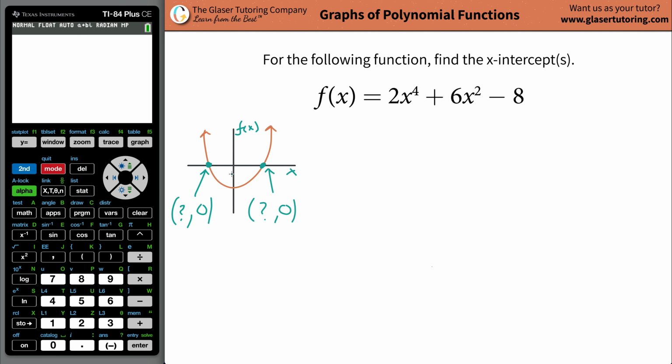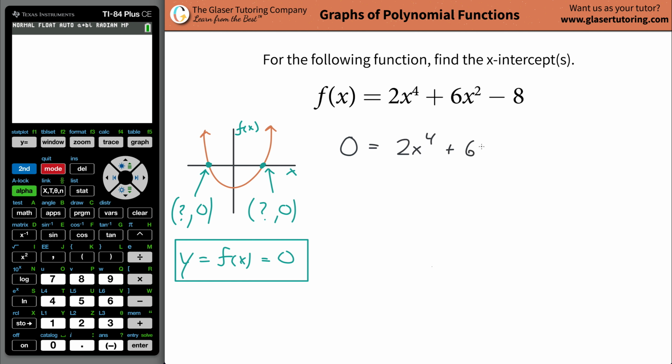Now, if you're trying to find x-intercepts and you come to that conclusion and realize that principle, you're on your way. So I'm going to write it down: y, which is the same thing as f of x, has to be equal to 0. When you're finding your x-intercepts, you're trying to find the x values that cause the function to become 0. So let's plug in 0 for f of x. Now it's going to be 2x to the fourth plus 6x squared minus 8.